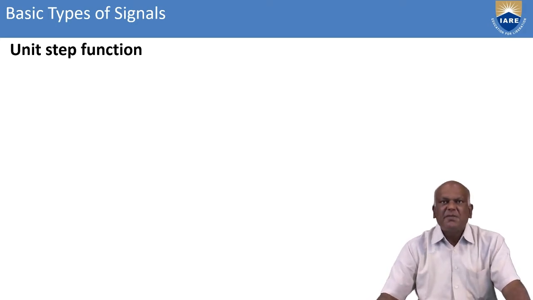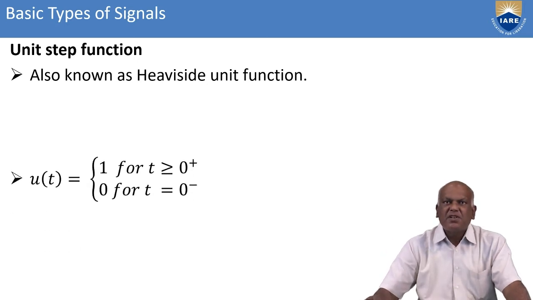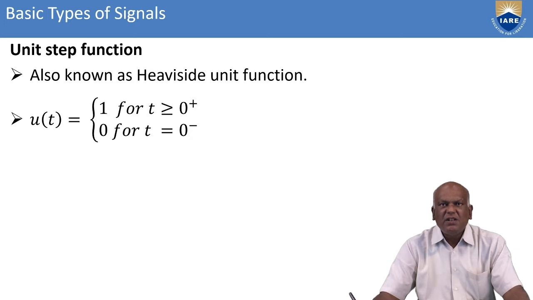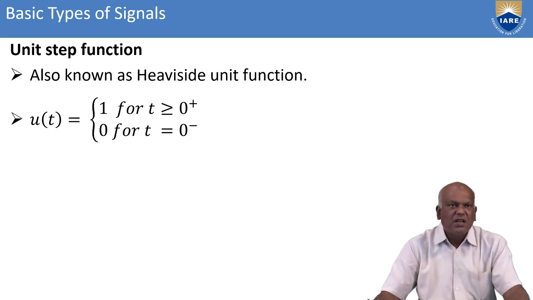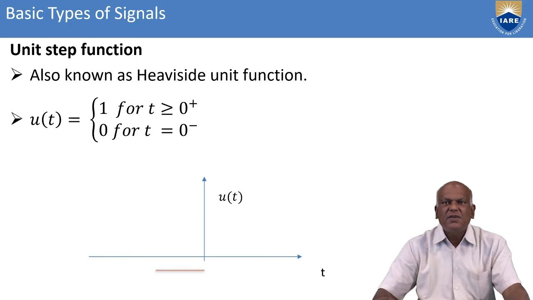It is defined mathematically as follows, and this function is also called the Heaviside unit function. The mathematical representation of the signal is given by u of t equal to 1 for t greater than or equal to 0 plus, and 0 for t equal to 0 minus. This is the graphical representation of the signal. The signal is 1 only for positive values of t. For negative values of t, the value is equal to 0.